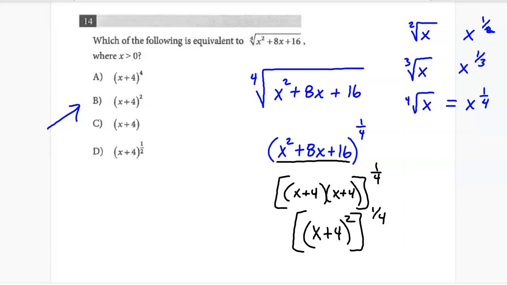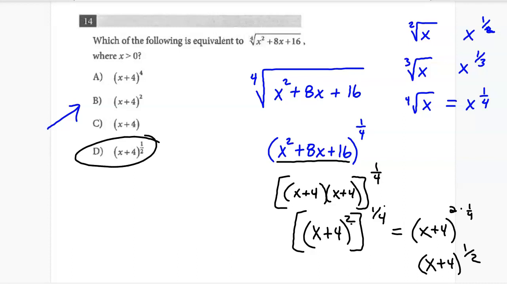And then a rule of exponents: when you raise a power to a power, you multiply. So this is really x plus 4 to the 2 times 1/4 power. And 2 times 1/4 is a half. So x plus 4, clean that up, to the 1/2 power. Correct answer here, D. So a little bit tougher. That's in Algebra 2, laws of exponents. If you need to brush up on fraction exponents, you might want to go back and take a peek at it.